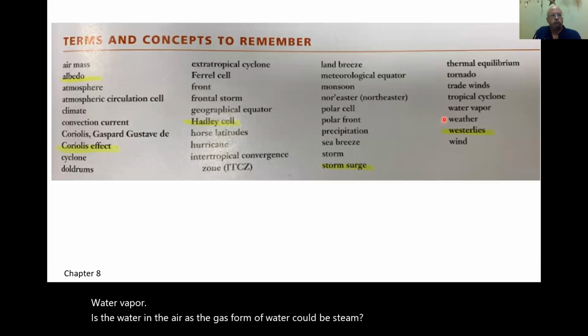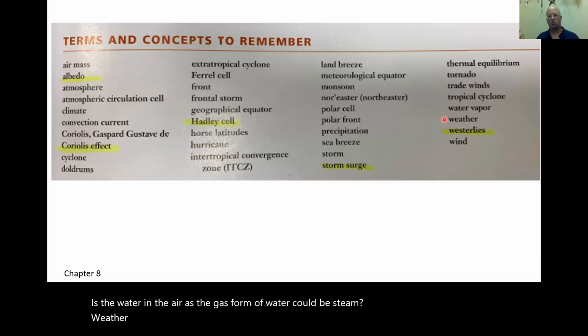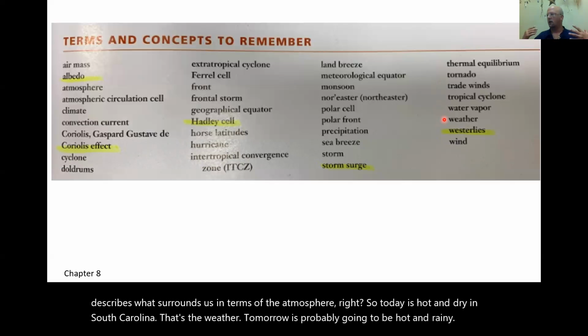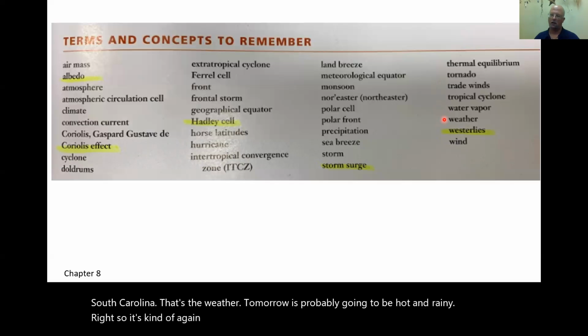Weather describes what surrounds us in terms of the atmosphere, right? So today is hot and dry in South Carolina. That's the weather. Tomorrow is probably going to be hot and rainy, right? So again, weather is kind of short-term climate.